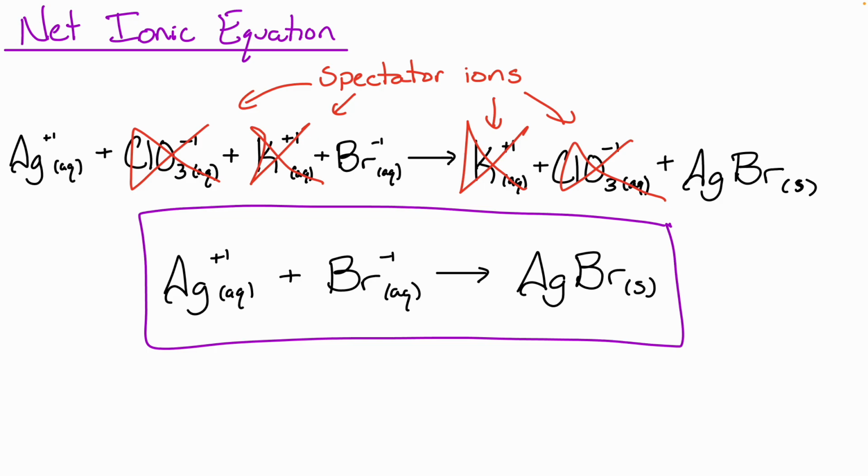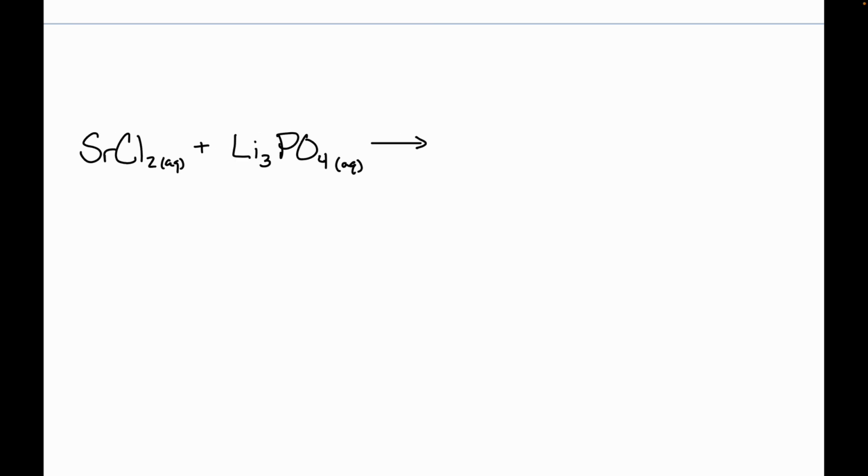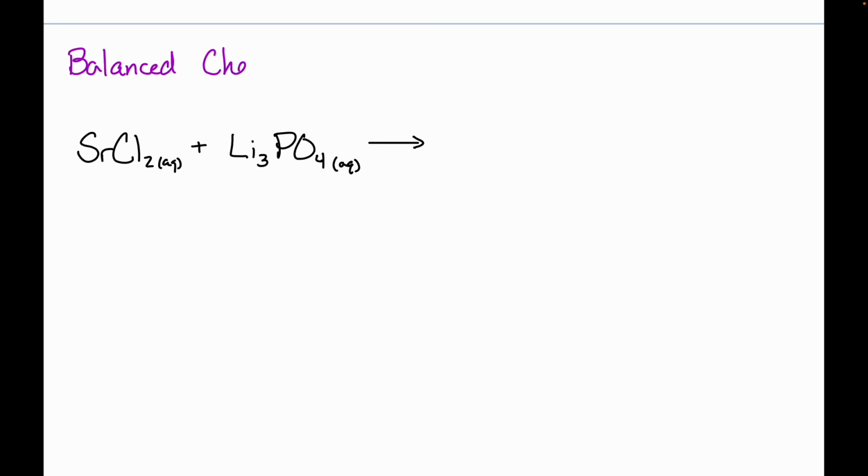All right, so you're going to do one more from scratch for me here. I'm going to give you our reactants, strontium chloride and lithium phosphate. You need to first write me a balanced chemical equation using how we discussed predicting these products. And then from there you can write me an ionic equation and then finally a net ionic equation.